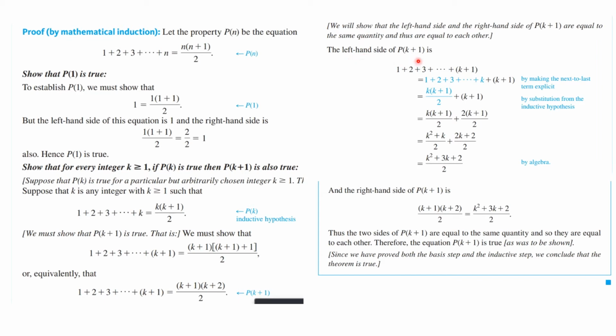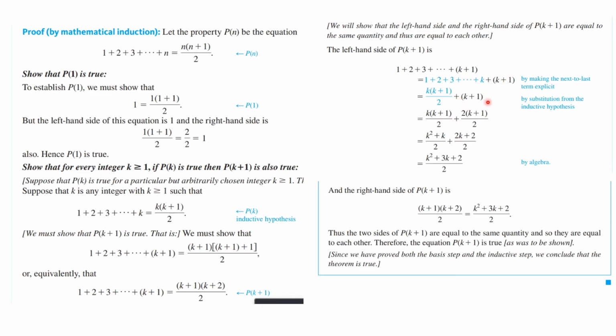let's take the left-hand side of P of k plus 1, which is going to be this part. And so it's 1 plus 2 plus 3 plus ... plus k plus 1. Now, this blue part is our inductive hypothesis. So we're going to be assuming that that is k times k plus 1 over 2. So the blue part is that, and now I'm adding 1 to it.